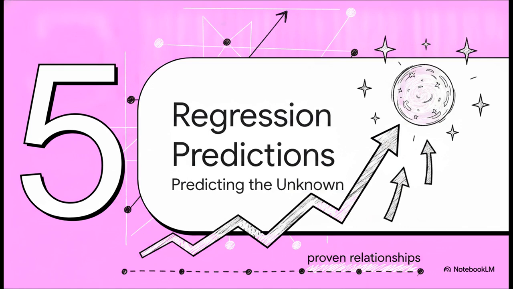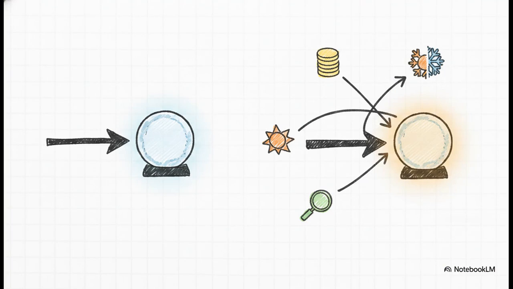Finally, part 5, predicting with regression. Predicting the unknown. For the last leg of our journey, we take those relationships we just proved with correlation, and we use them to predict the future. While correlation just tells us if two things move together, regression analysis is our ultimate predictive framework. We can use simple linear regression to predict an outcome based on just one factor, or we can use multiple linear regression to forecast outcomes based on a whole complex web of variables, which is exactly how massive businesses forecast their sales based on ad spend, seasonality, and market trends all at the exact same time.